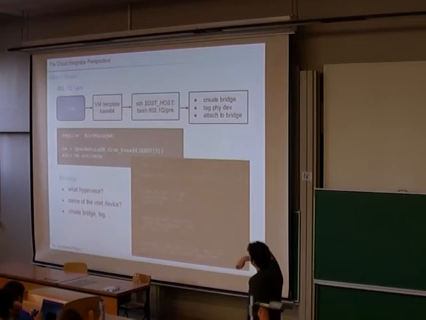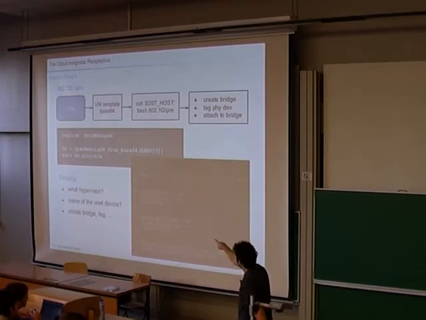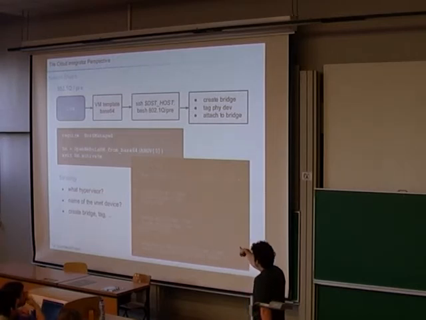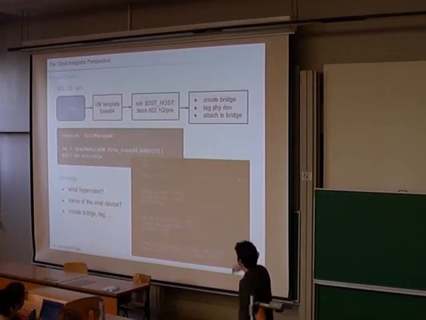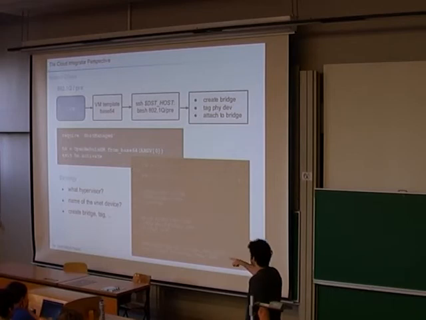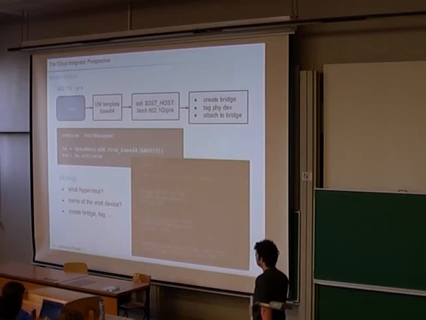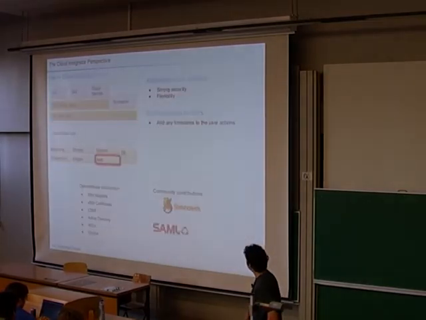You can grab the VLAN from the configuration file, from the virtual machine template. You create the bridge. You create the tagged physical interface, and you attach it. Each of these Ruby lines translates itself to regular Unix code, like vconfig or ifconfig or ip or whatever you want. I'm going to skip the authentication part because I don't have much time left.